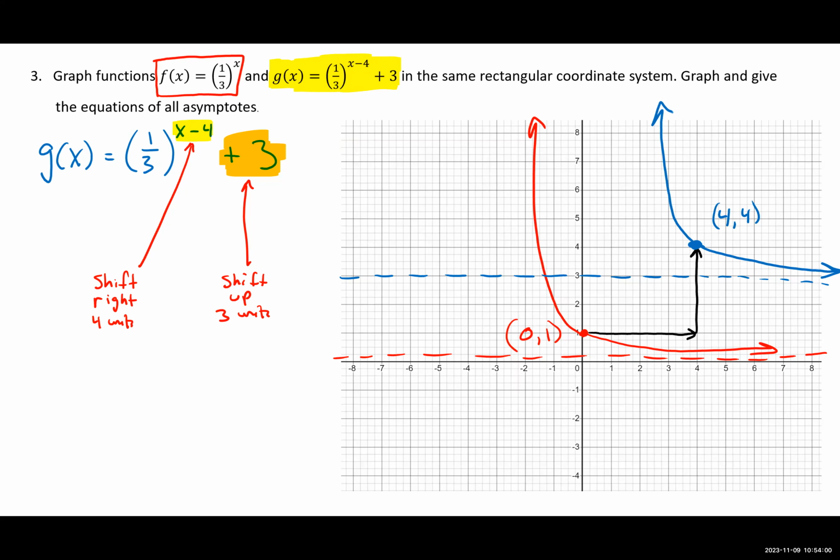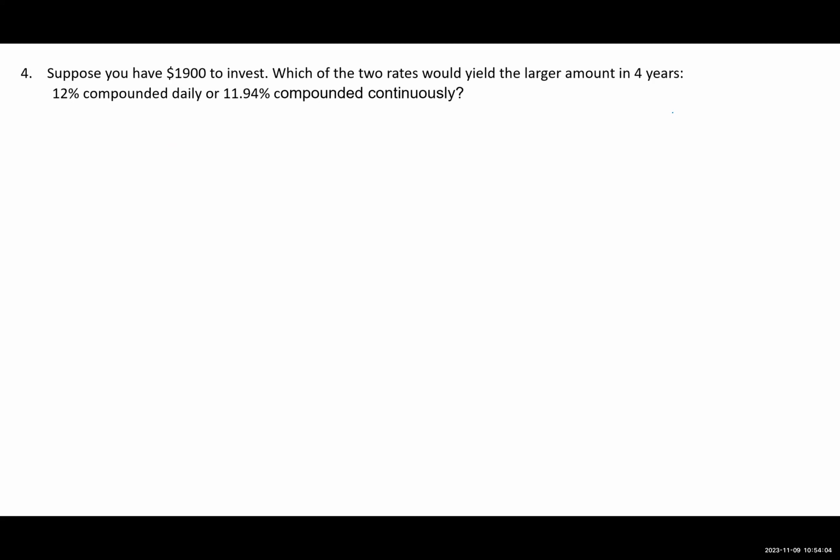All right, I think I have one more problem I want to go through. Okay. So now an application. So suppose you have $1,900 to invest. Which of the two rates would yield a larger amount in 4 years? 12% compounded daily or 11.94% compounded continuously? Okay, we can't answer this question. We need a little bit of background and some formulas.